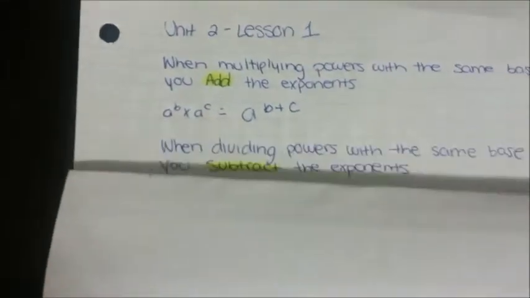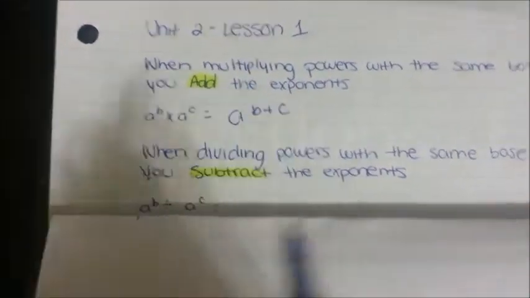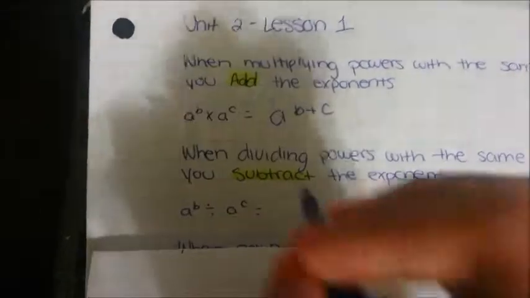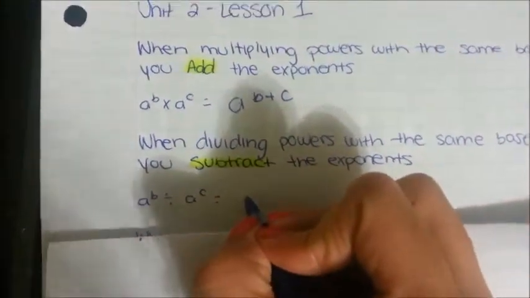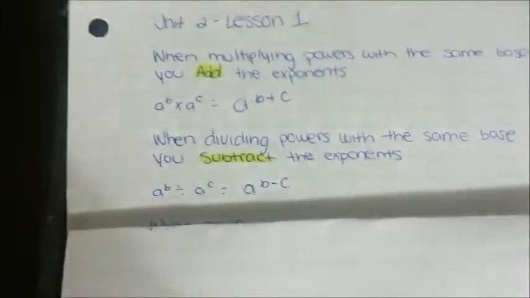Second, when dividing powers with the same base, you subtract the exponents. So a to the power of b divided by a to the power of c, you would do a and then you do b minus c and get the answer.